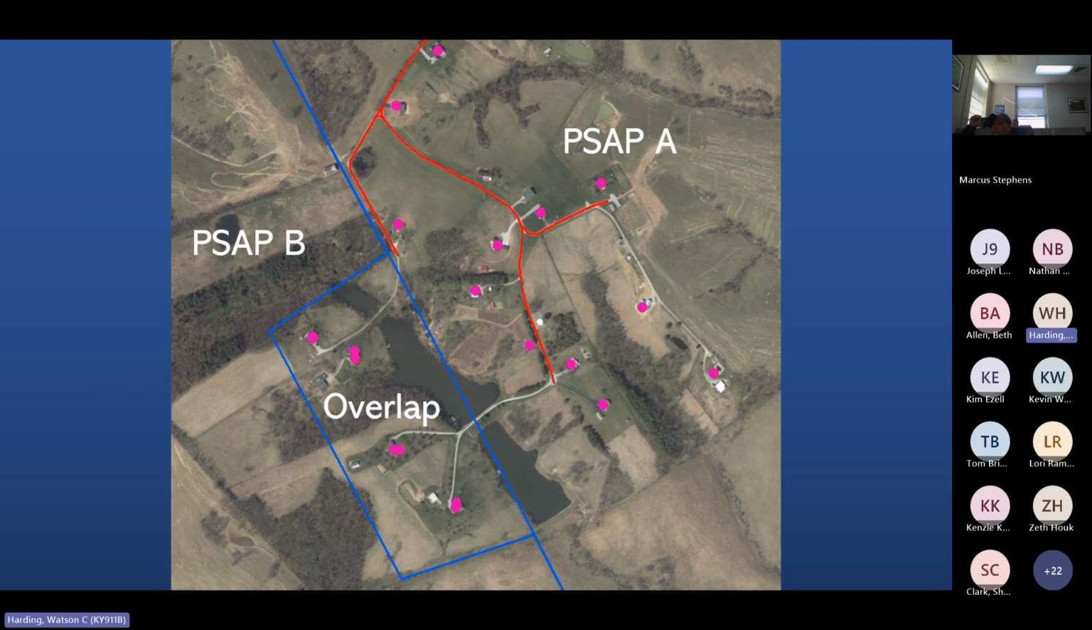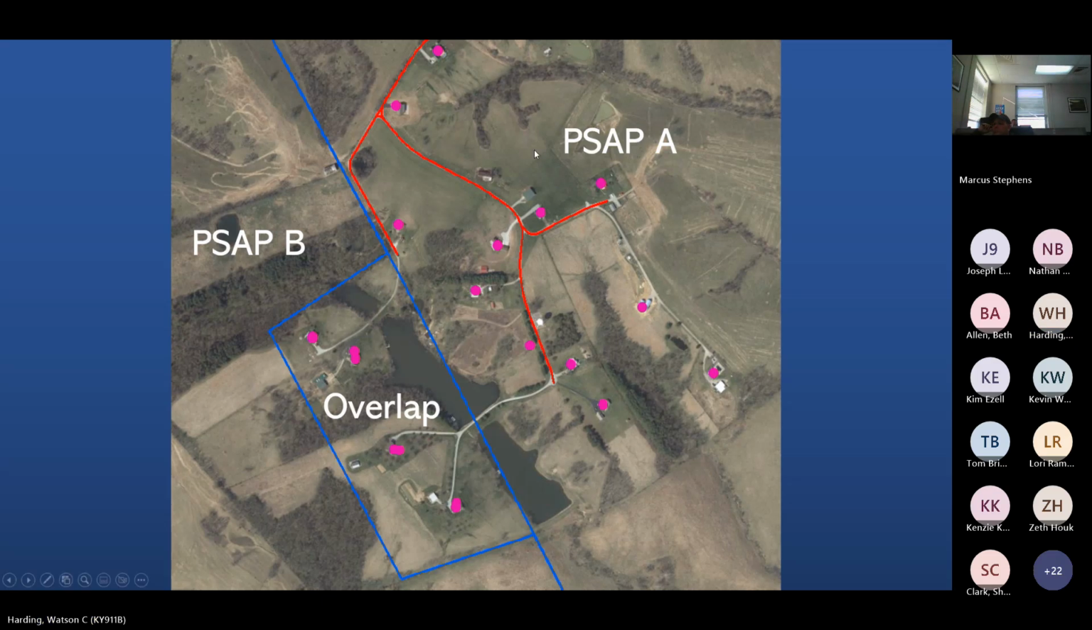PSAP B has just followed the county boundary here. I would suggest kind of best practice is to have the PSAP with the best working relationship with responders. So in this case, likely PSAP A. Otherwise, PSAP B can just follow the boundary, but this carve out here is going to be likely emergency services from the neighboring county, and that will be reflected in PSAP B's submission.